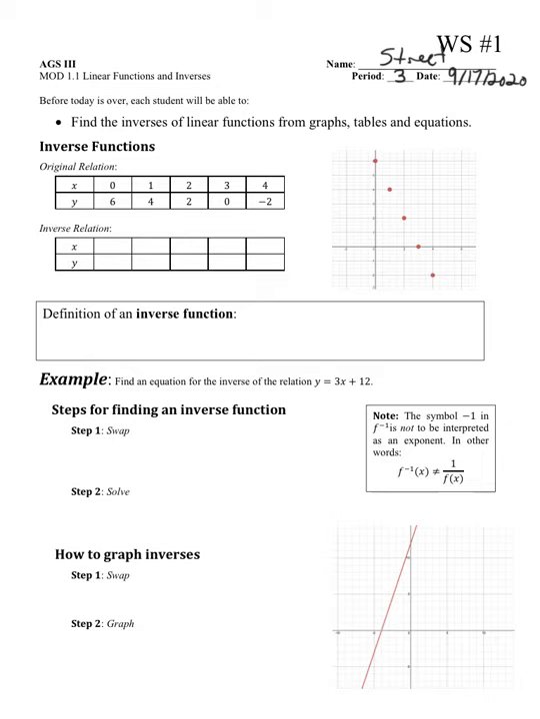Okay. So we're talking about inverse functions today, and specifically linear functions, so straight lines are what we're looking at today. The first example I have is a table, and it says original relation x, y: 0, 6; 1, 4; 2, 2; 3, 0; 4, negative 2.